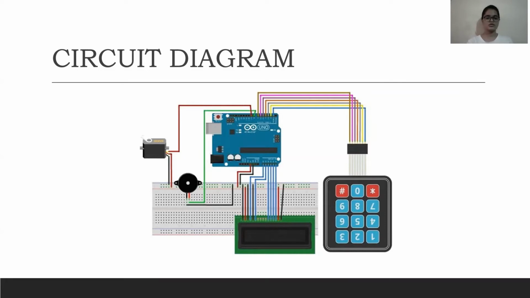This is the circuit diagram of the password door lock system. In this circuit diagram, 7 components are used: Arduino board, LCD display, buzzer, servo motor, connecting wires, keypad and breadboard. The Arduino board is connected to an LCD and a servo motor. The servo motor is used to push, that is lock, or pull, that is unlock, the latch on the door.